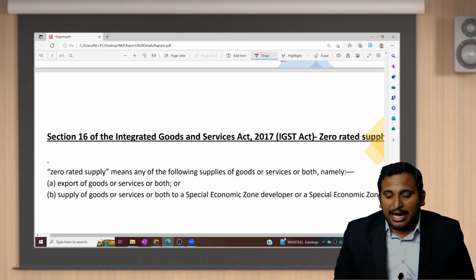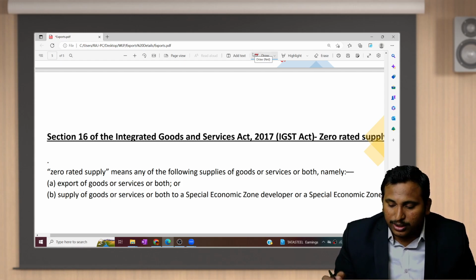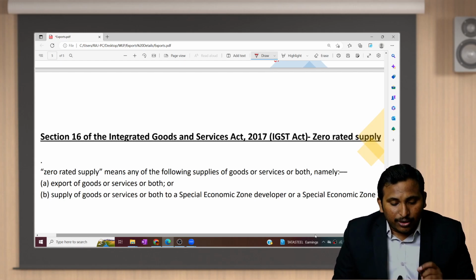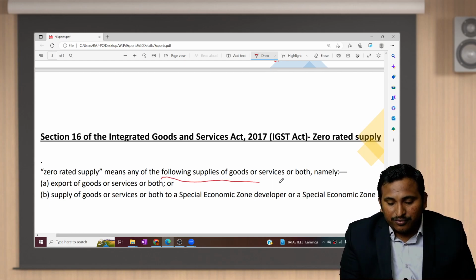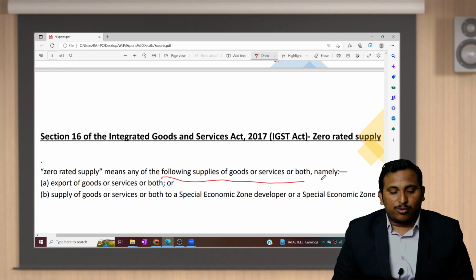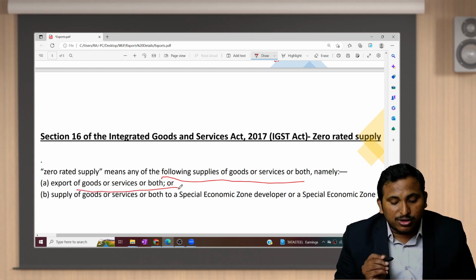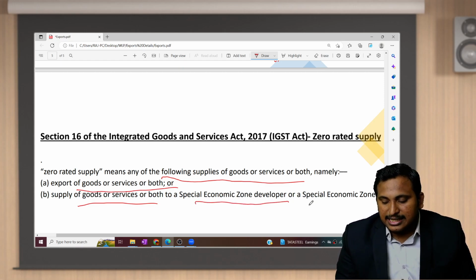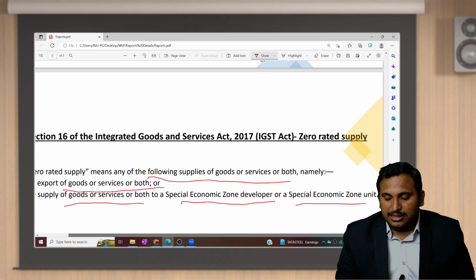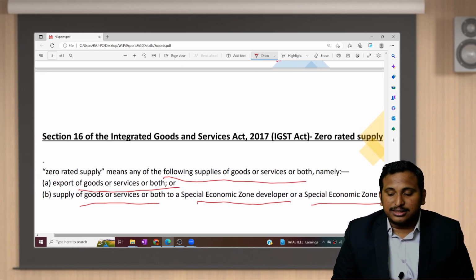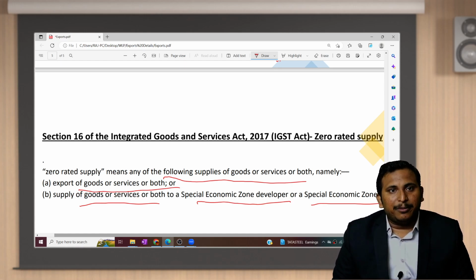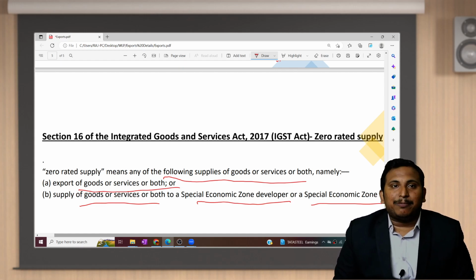Section 16 of the IGST Act talks about zero rated supplies. What is that? Zero rated supply means any of the following supplies of goods or service or both, namely export of goods or service or both, or supply of goods or service or both to a SEZ developer or a SEZ unit. In other words, these were brought under the definition of zero rated supplies. We will have a separate tab in the template for filling.